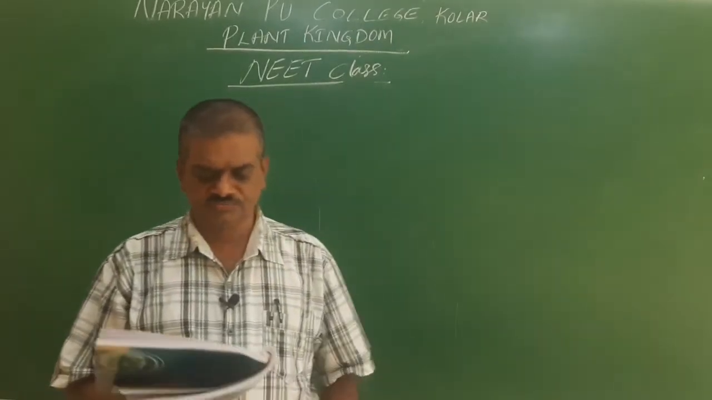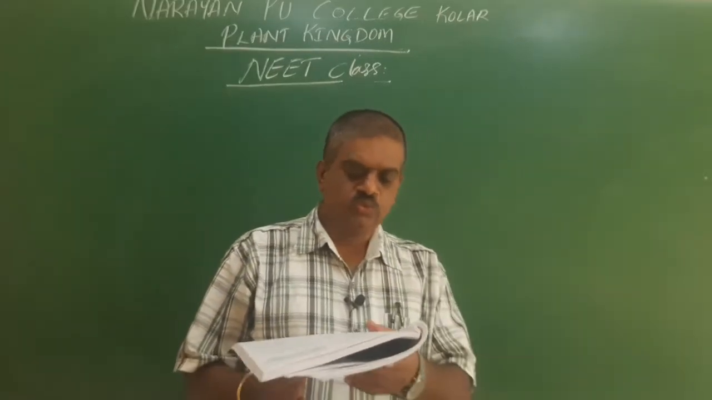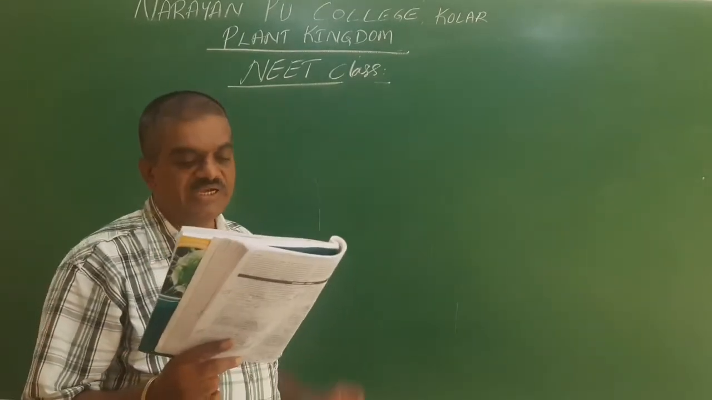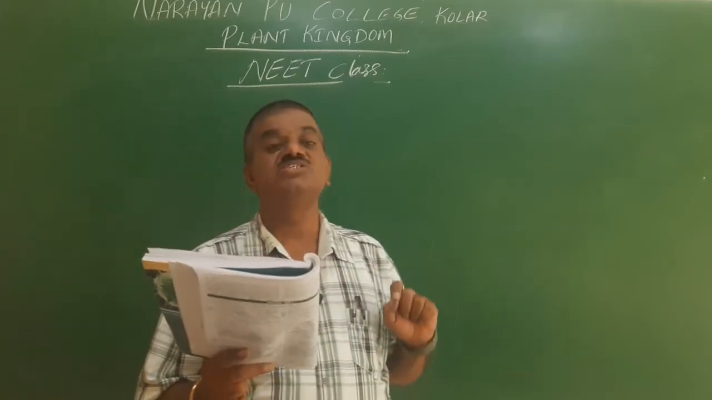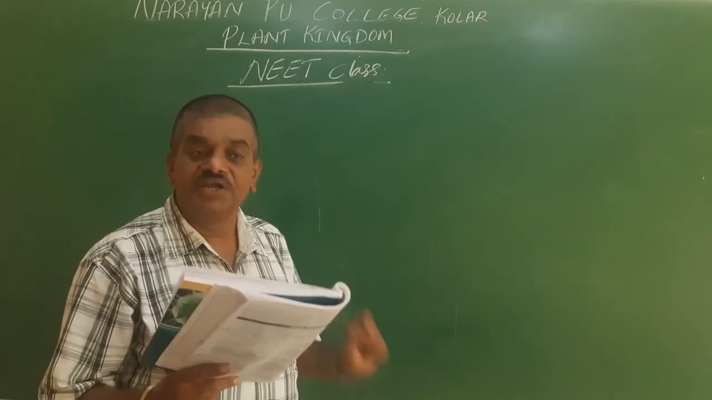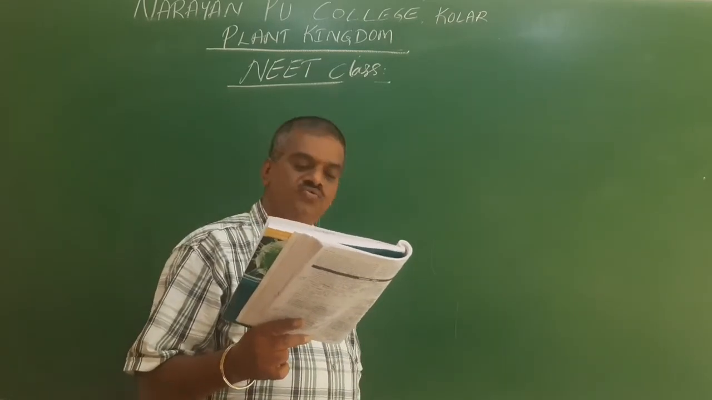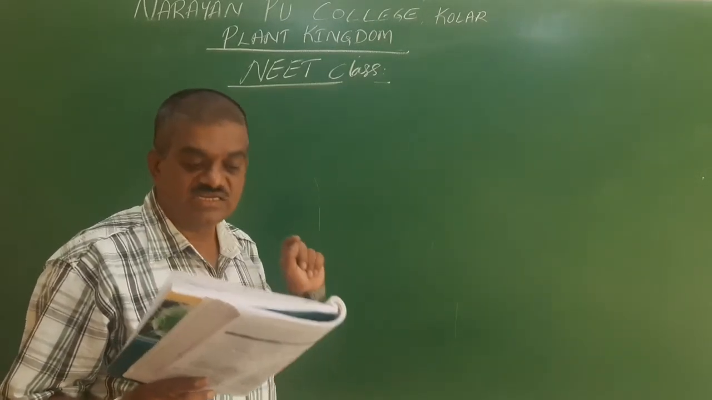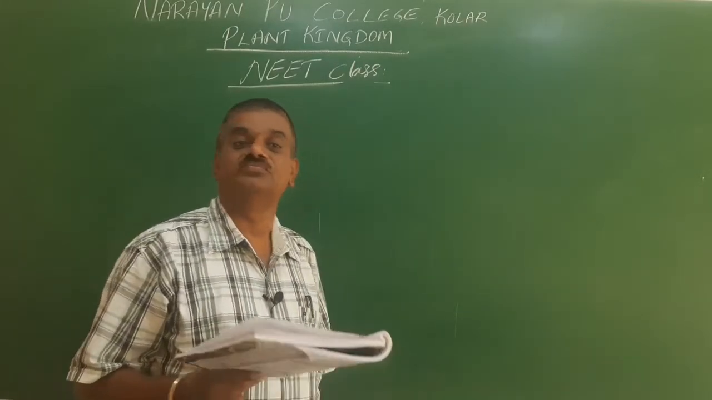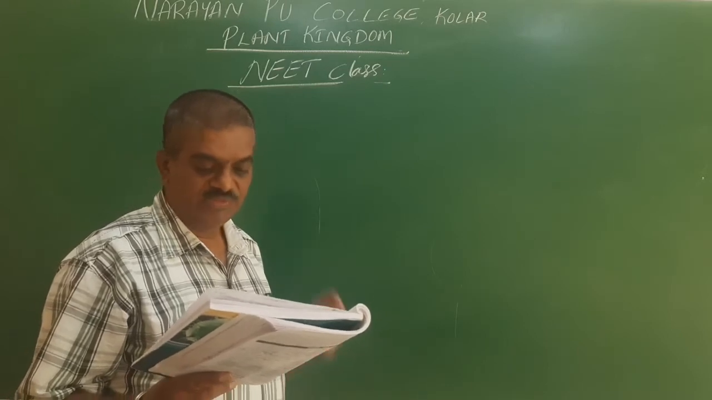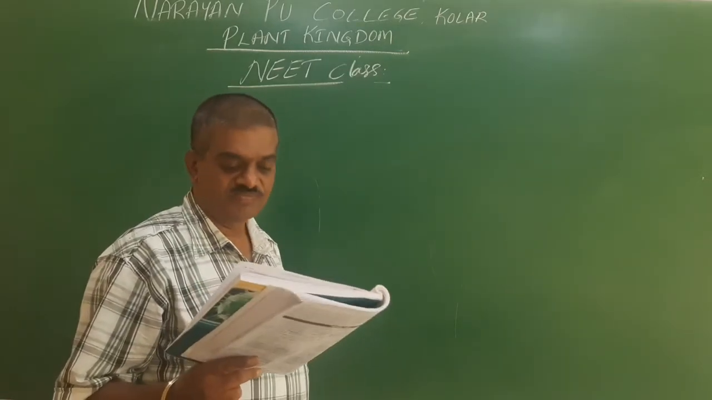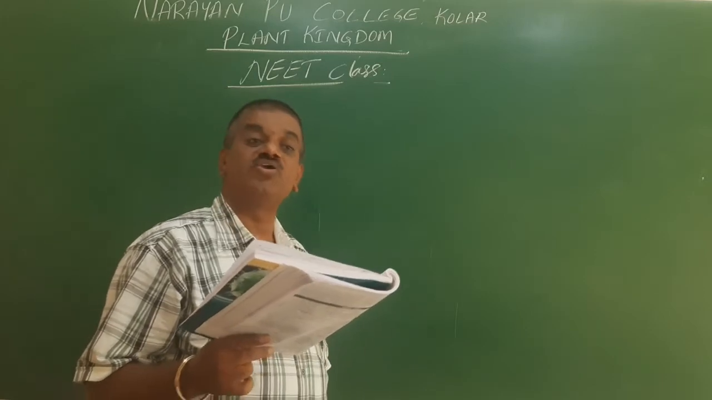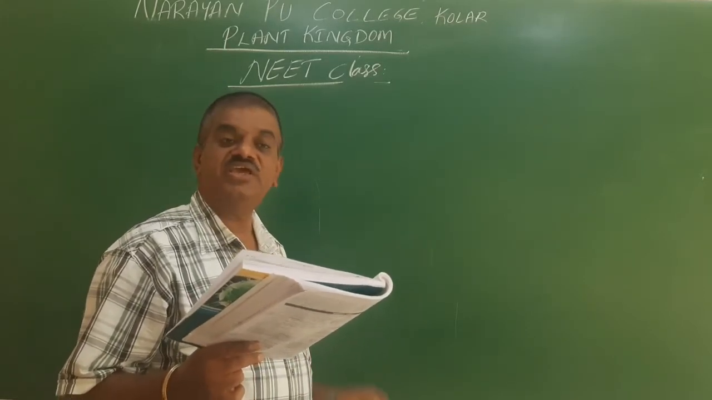So we go for the 24th question: which is a peat moss? The first option is Sphagnum. The second option is Riccia. The third option is Funaria. The fourth option is Marchantia. Peat moss is another name for Sphagnum, so Sphagnum is the right answer. Riccia, Funaria and Marchantia all come under bryophytes. So the first option is the right one.